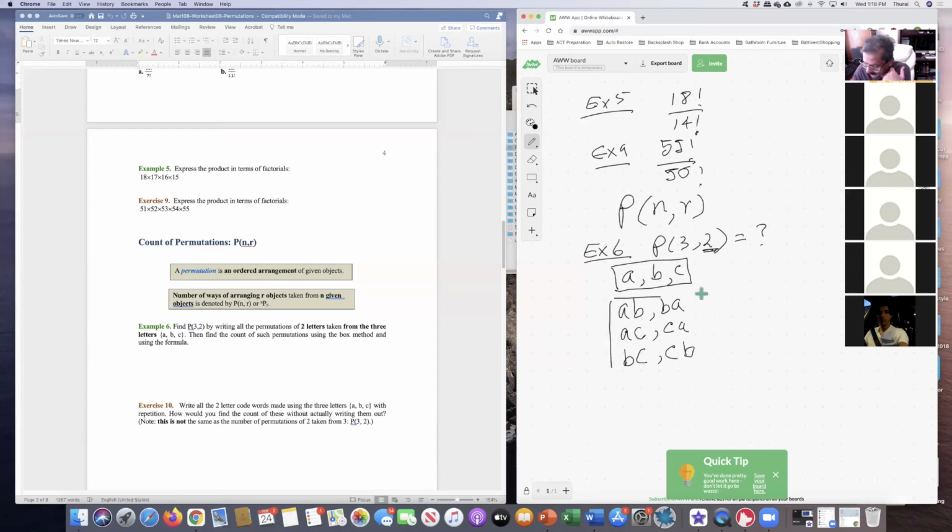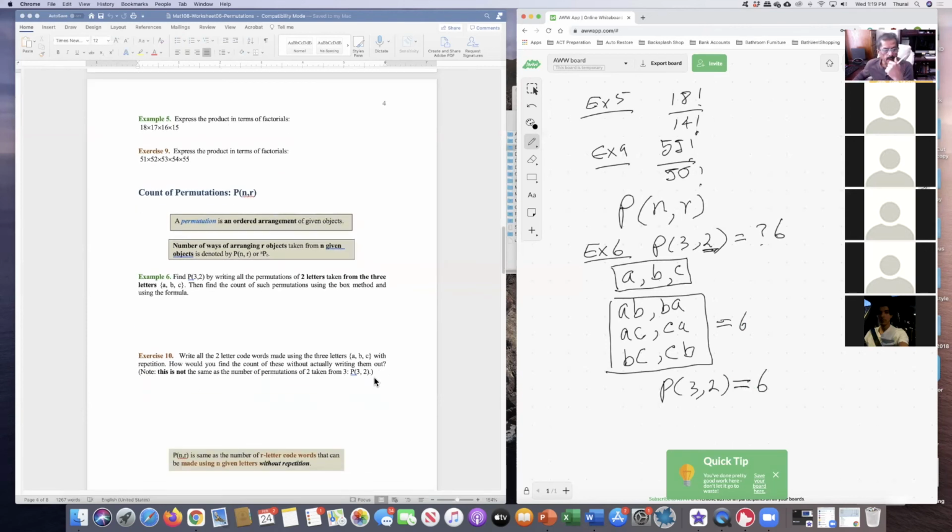So these are the permutations of 2 objects taken from 3. And how many are there? 6. The count is 6. That count is our answer. So P(3, 2) is 6. Okay, so I hope you understand the problem. P(3, 2) stands for the number of ways of arranging 2 objects taken from 3. You have to count all the rearrangements of the 2 objects to come up with the answer.